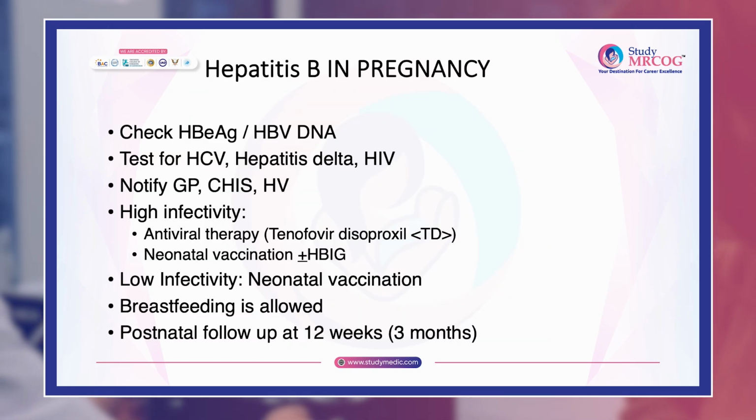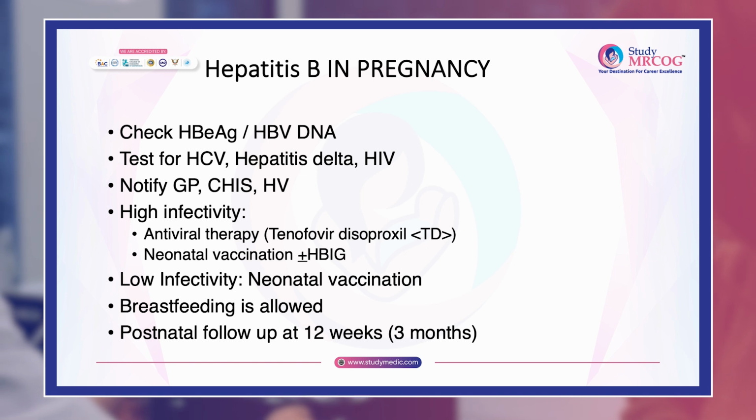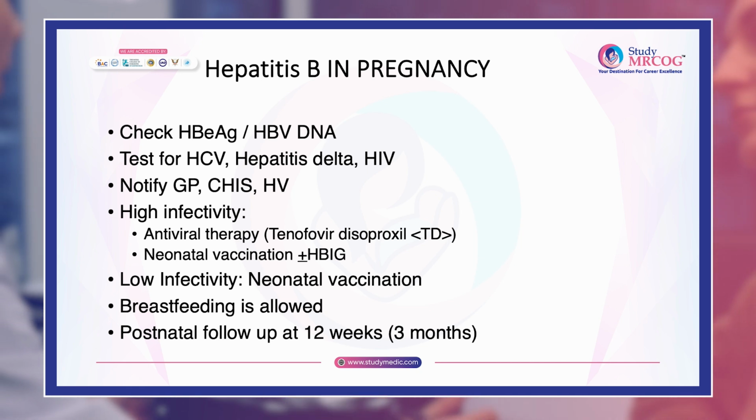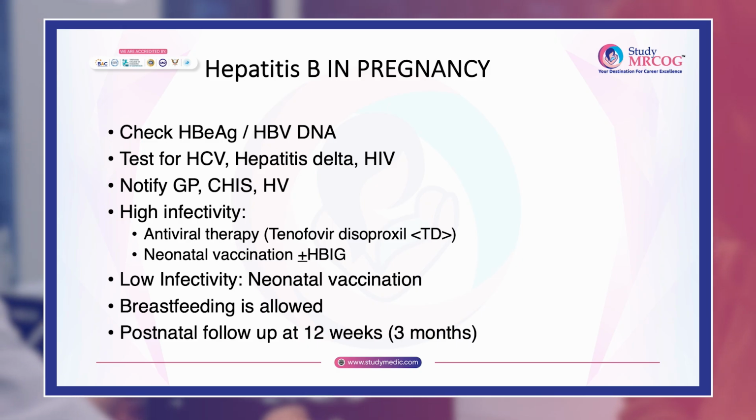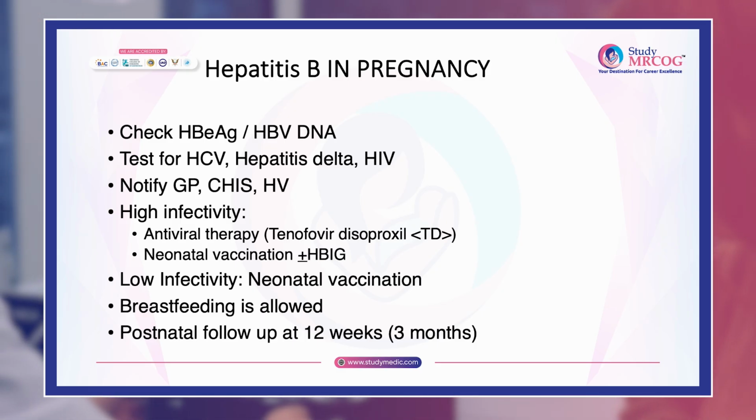When a patient comes in for her booking visit in pregnancy, we offer her certain screening tests and she has to consent to those screening tests. For this presentation, we are assuming that the patient has given her consent for screening and she comes out to be hepatitis B virus positive. In pregnancy, interpretation alone is not enough. We need to act on the report as well. Once the HBsAg is positive, we must check the HBe antigen and the viral load or the HBV DNA to assess infectivity. We must also assess the HIV status, HCV status and hepatitis delta for a co-infection possibility.